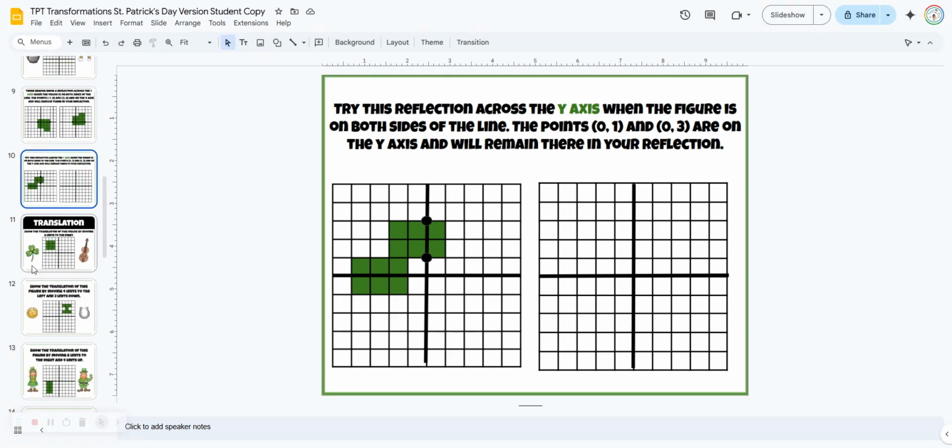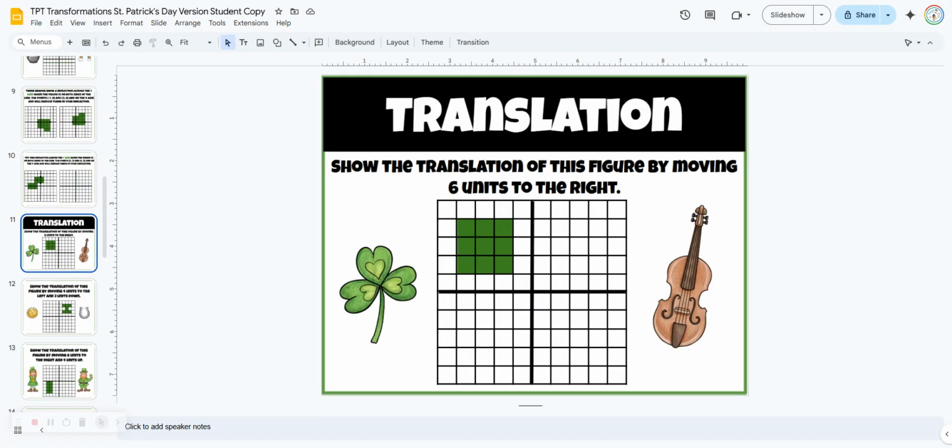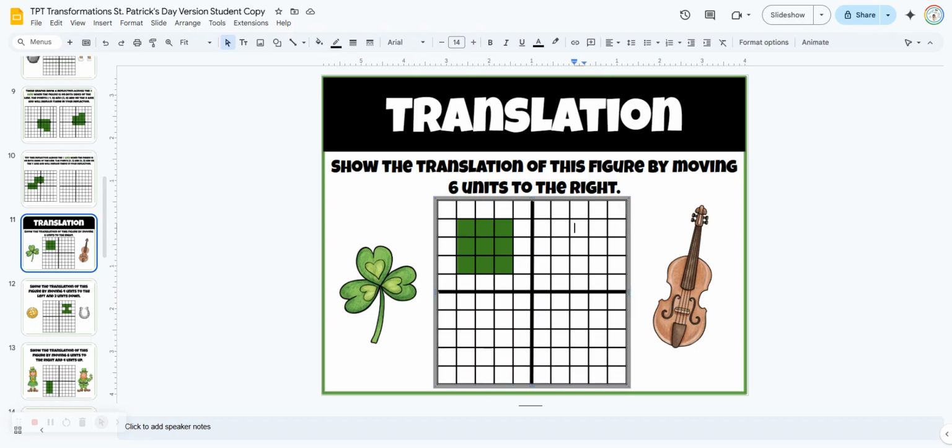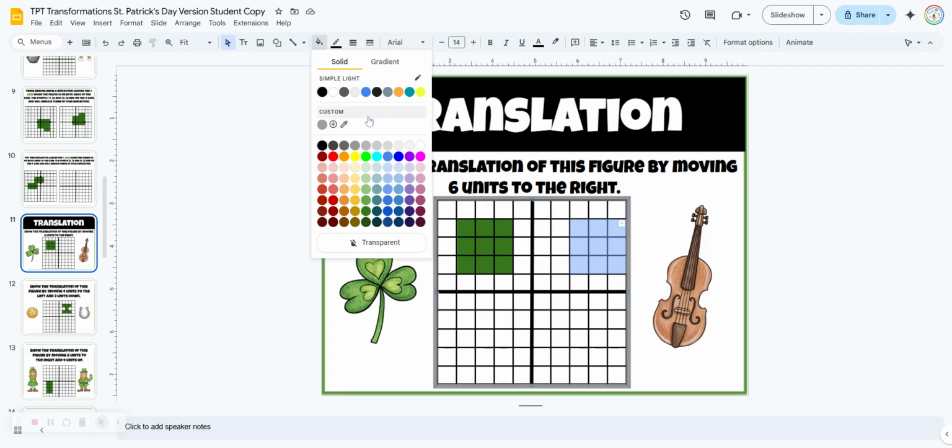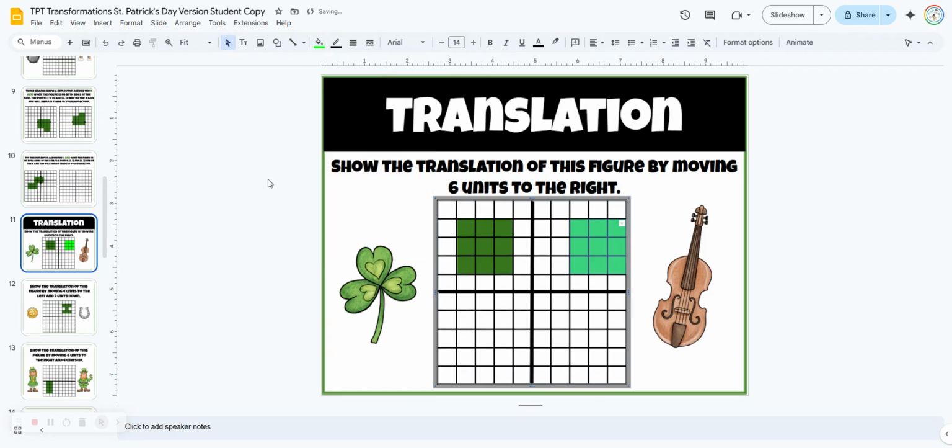Then we move on to translation. So translation is just moving up, down, left, or right without changing the orientation of the figure. So this one, they're just going to move this figure 6 units to the right. So 1, 2, 3, 4, 5, 6. Again, shade in what they need to shade in, and then choose any color they like.